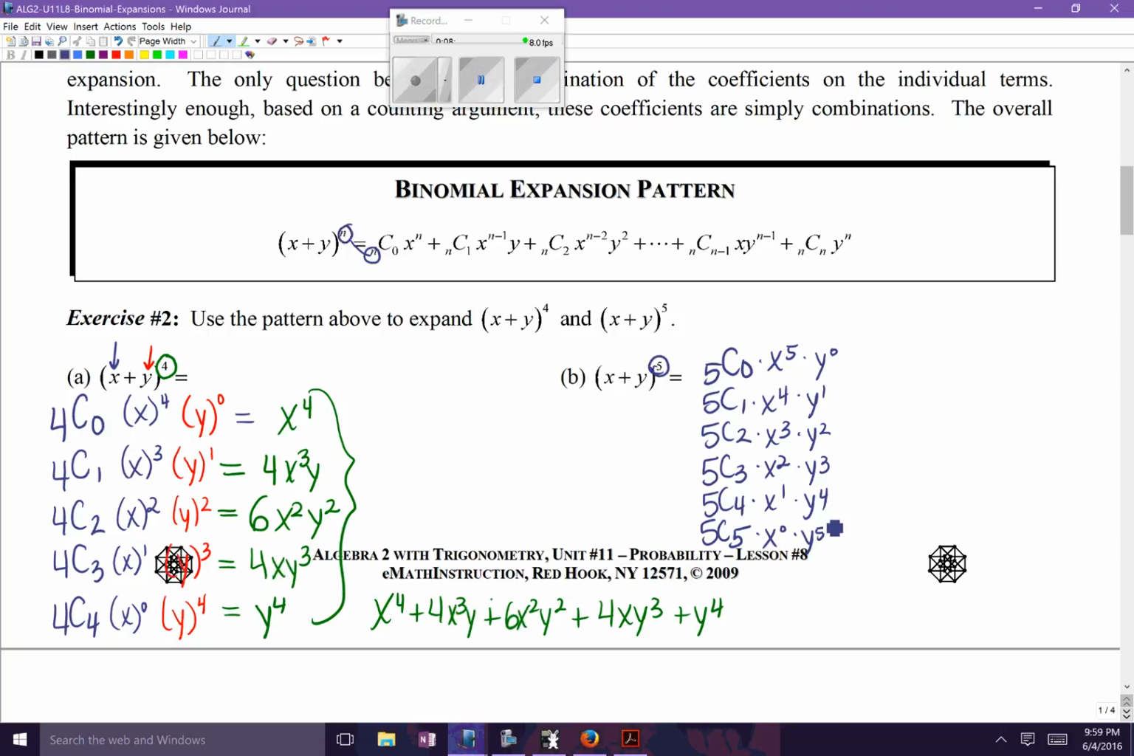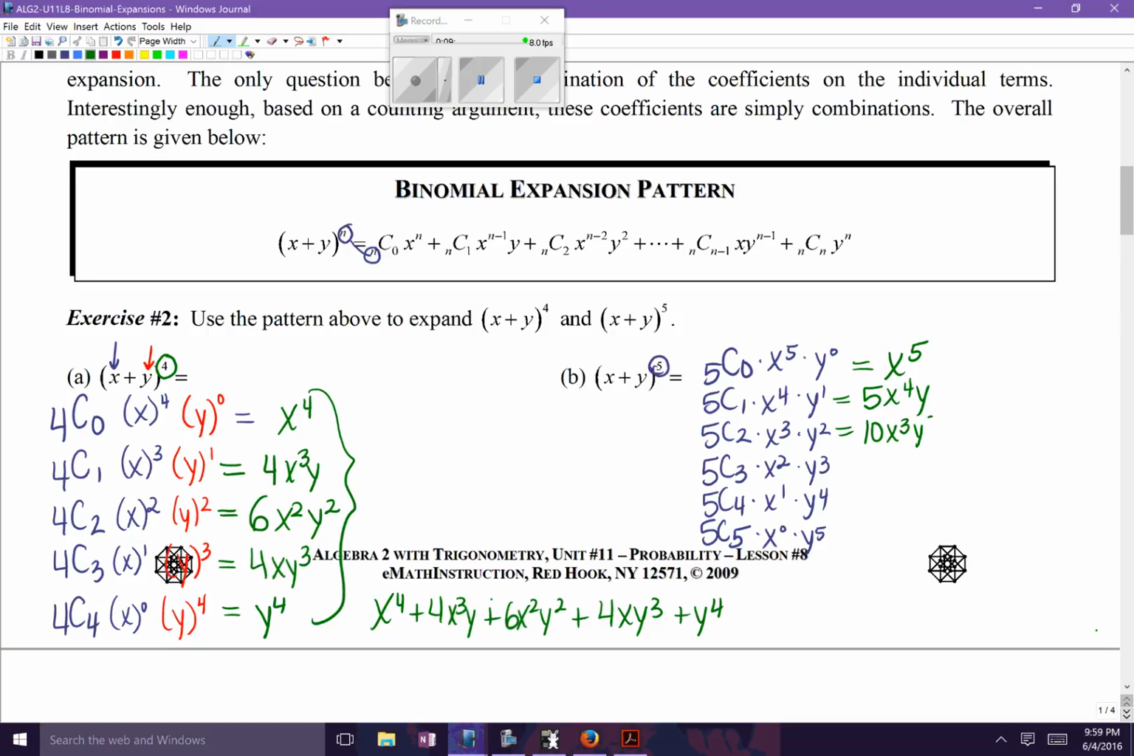Okay. Let me get some green here. So 5 choose 0 has a value of 1 times x to the 5th times y to the 0, which also has a value of 1. So this one is just x to the 5th. 5 choose 1 has a value of 5, x to the 4th y. 5 choose 2 has a value of 10.